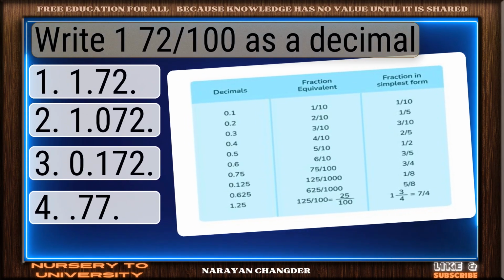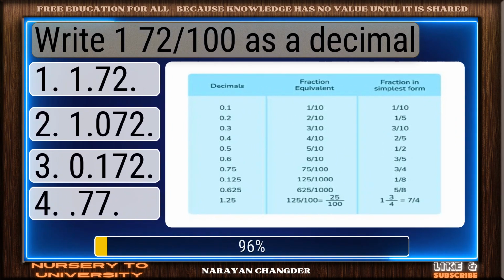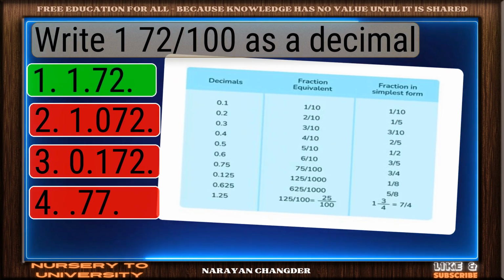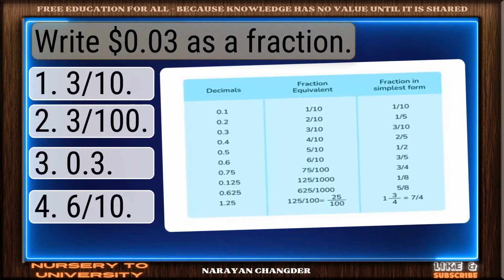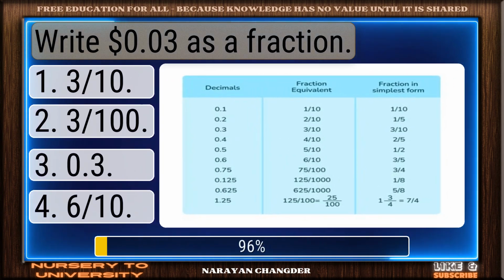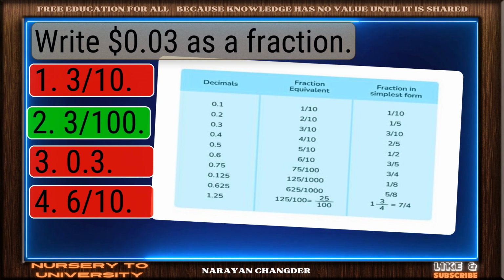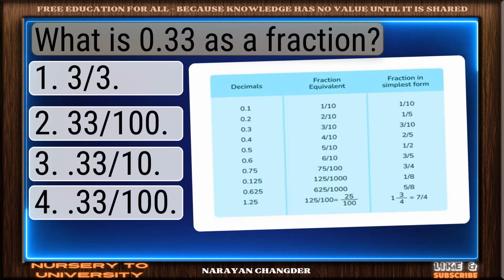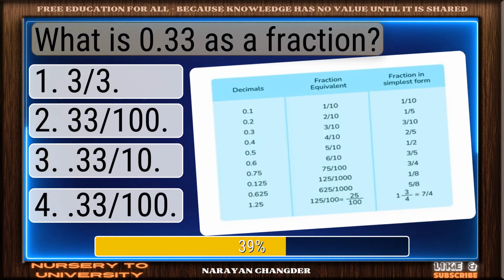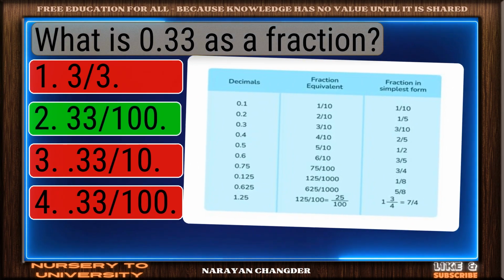Question number 76. Write 172/100 as a decimal. Nice work. You chose 1.72 and it is correct. Question number 77. Write $0.03 as a fraction. Clear logic. Your choice $3.100 is sound and 100% true. Question number 78. What is 0.33 as a fraction? Your answer 33/100 works well here.